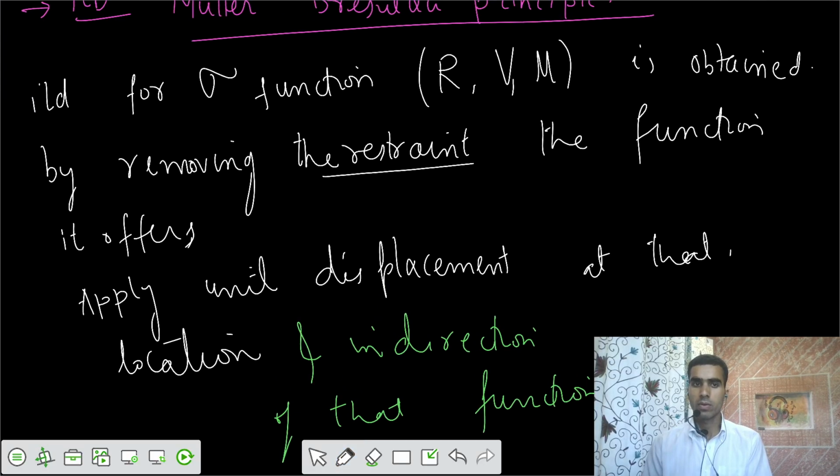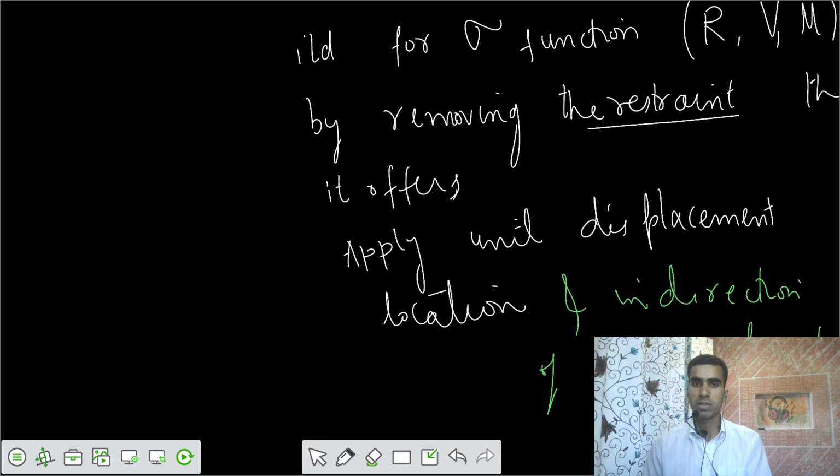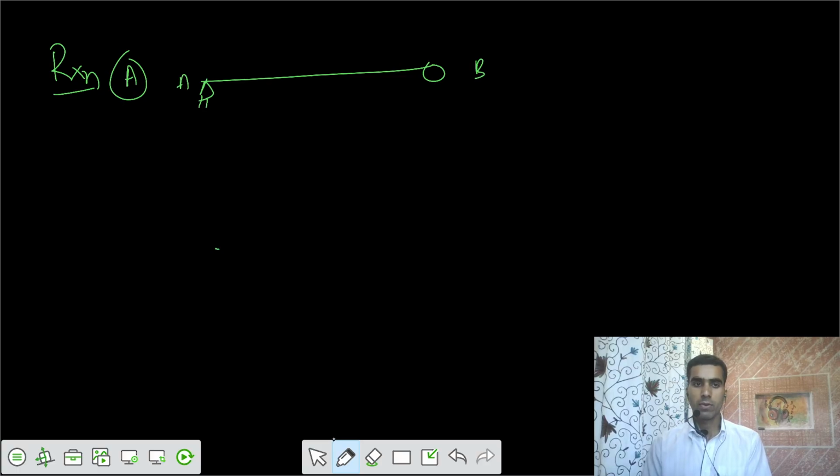Let's see what this statement actually means. Let's take the first one: I need the reaction at A. You have the simply supported beam AB, and I want the ILD for the reaction at A. You have two supports, A and B. You remove the restraint that was because of reaction A. Once you remove that restraint, this point is no longer fixed.